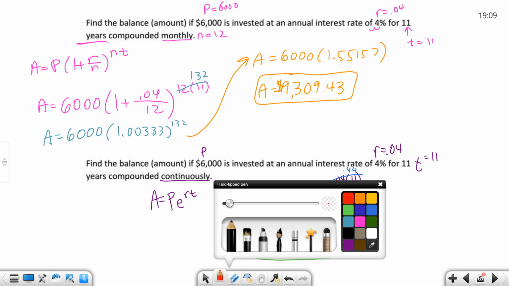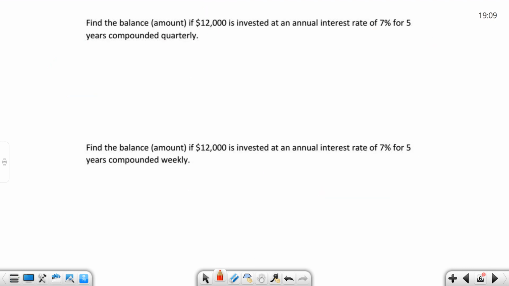All right, so let's continue on with these. We've got several examples of these, just like this. So here we're going to put $12,000. We're going to invest it at 7% for 5 years, compounded quarterly and weekly, okay? So again, for quarterly, N is 4. Weekly, N is 52, right? 52 weeks in a year. So this is A. That's what we're looking for.